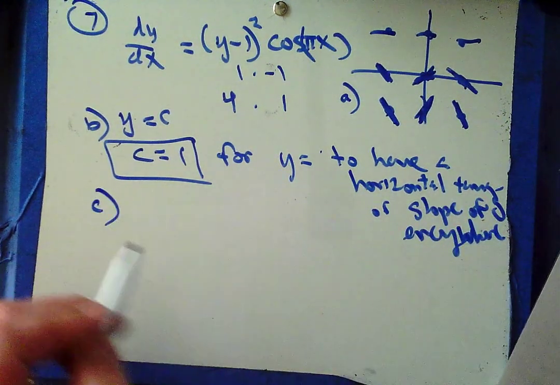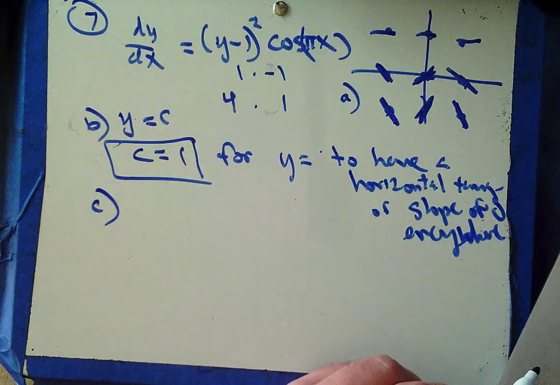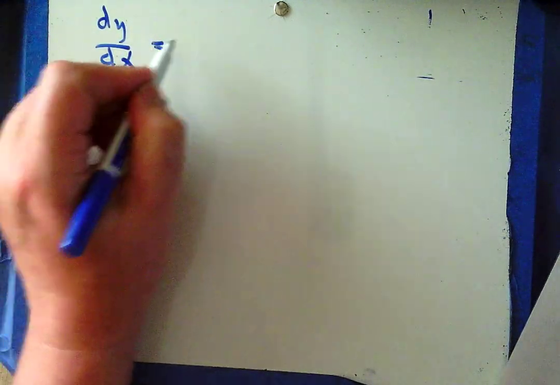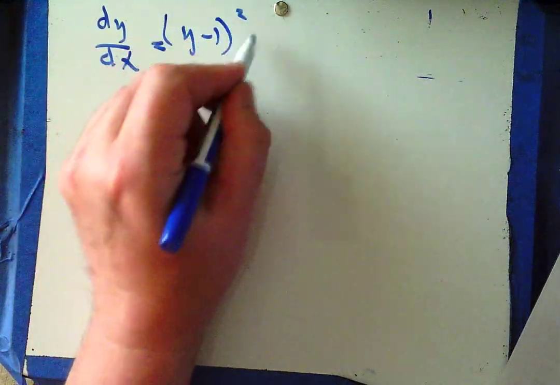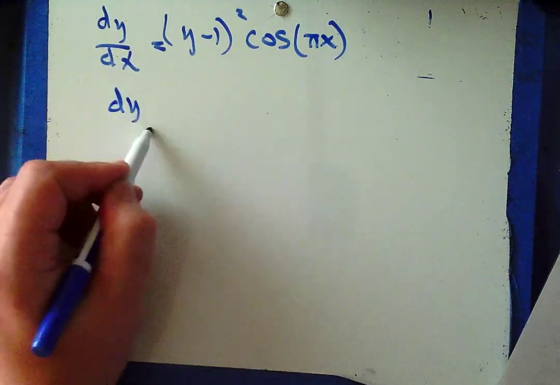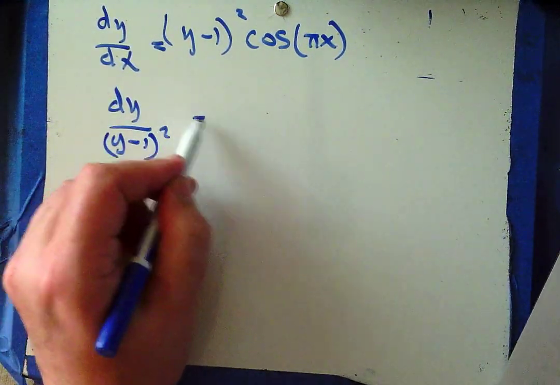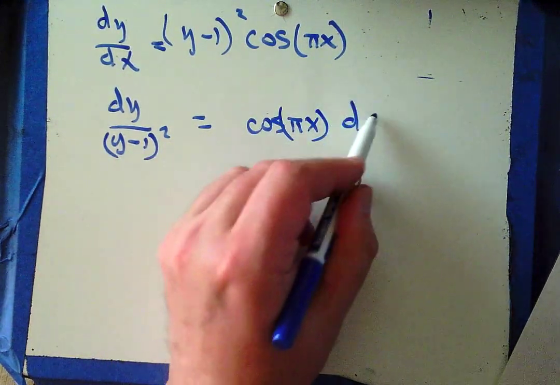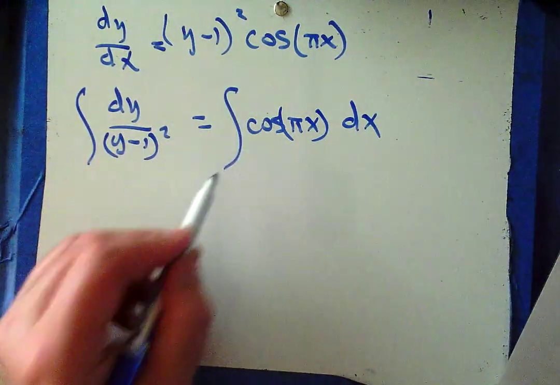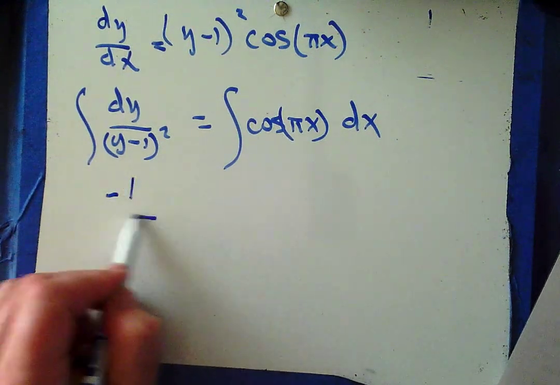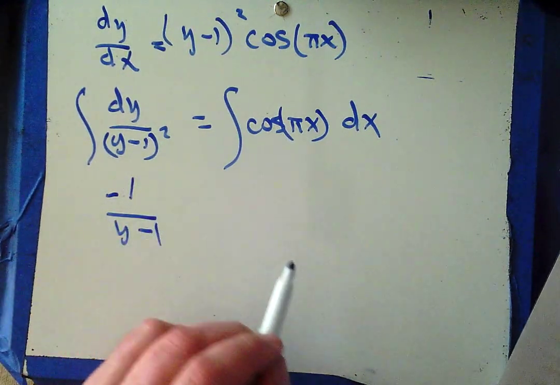Okay, part C. Part C says solve the differential equation, find the particular solution. We've got dy dx equals y minus 1 squared cosine pi x. So dy over y minus 1 squared equals cosine pi x dx. And then I integrate both sides. Remember, not everything on the bottom is an ln. This is -1 over y minus 1.